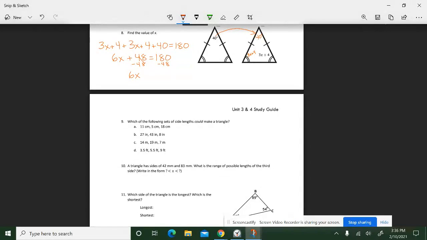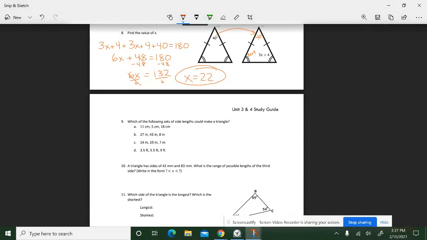I get 6x on the left. I get 132 on the right. I'll divide both sides by 6, and I'll get that x is equal to 22. And that's what it's asking us to find here. It's just asking for the value of x. So x is 22.